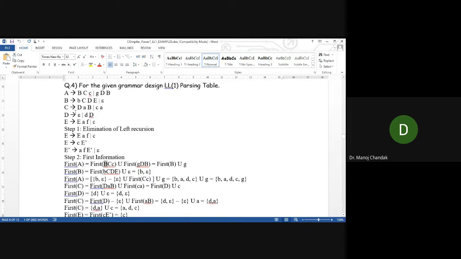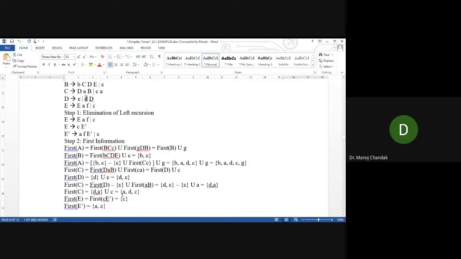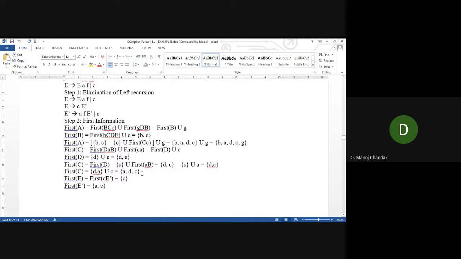Now for that we'll have to find first of C. What is first of C? It is small c and first of D. And what is first of D? It is epsilon and D. So again we move further. Okay. And in this way we calculate the first. So as long as there is a possibility of removing epsilon, you continue removing the epsilon. Otherwise, you decide that epsilon will remain there.